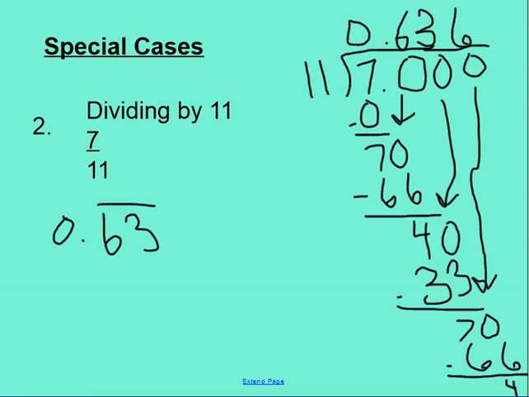Okay, here's the answer that you should have gotten. You should have gotten 0.63 with the repeating bar going over the 6 and the 3. If you did your long division, I have all the steps right here. You can compare your work to mine and see where you might have made mistakes.